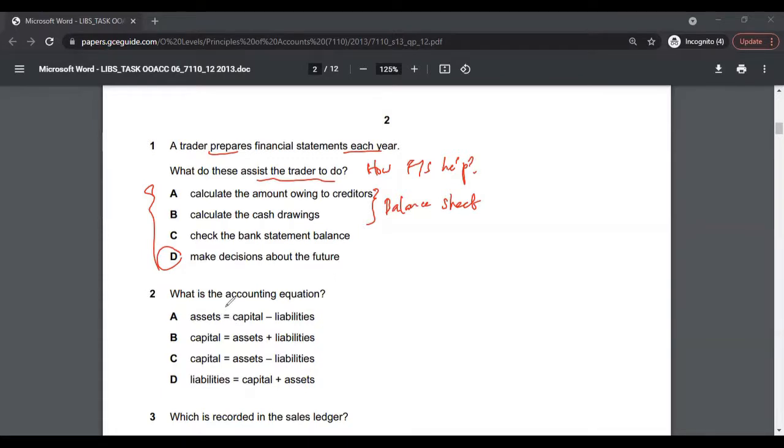Multiple choice 2. What is the accounting equation? We know the accounting equation is assets equal to liabilities plus equity, but of course we could have several other forms, like assets minus liabilities equals equity, or assets minus equity equals liabilities. So you can write the equation in three different formats. Let's see which one matches. Capital equals, so this is actually wrong. This is wrong as well. Capital equals assets minus liabilities, yes. Therefore the answer to multiple choice 2 is option C.